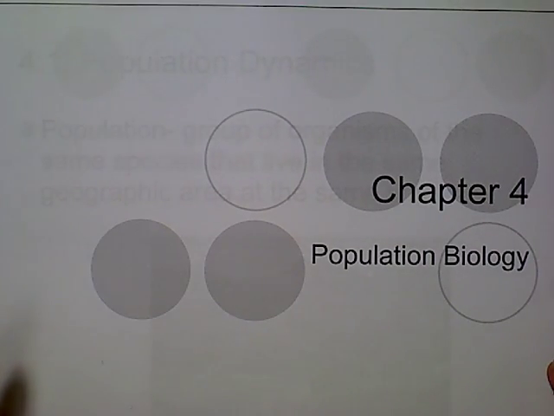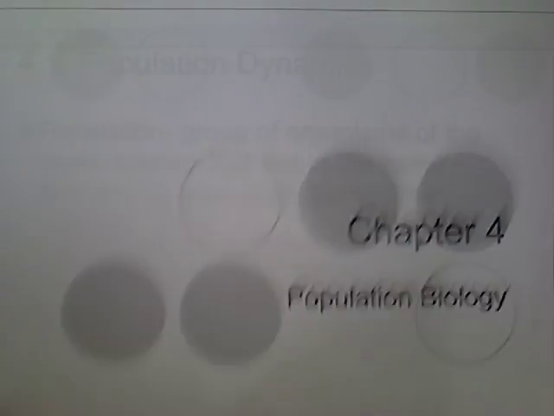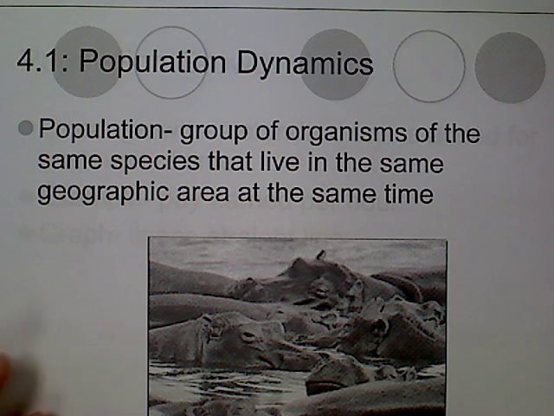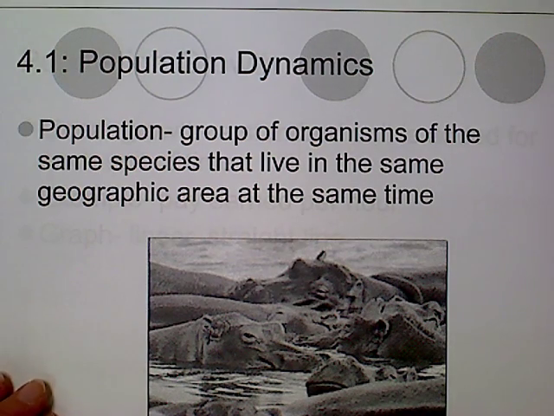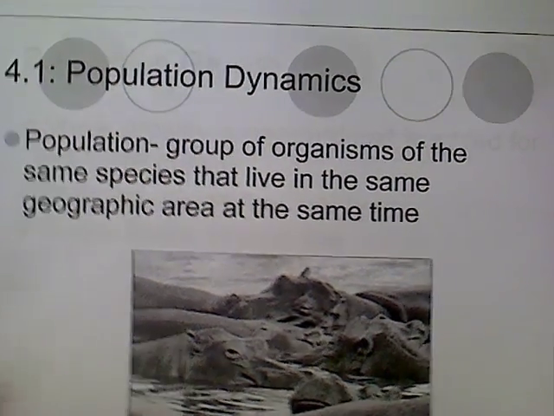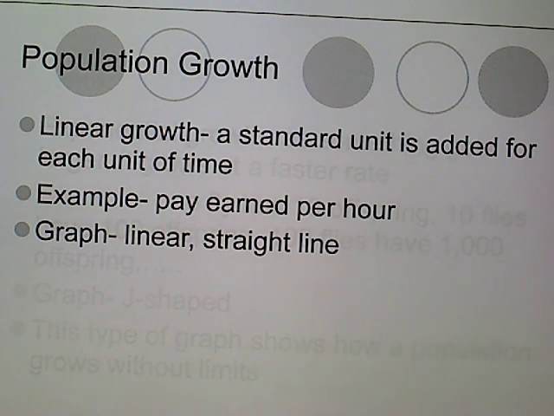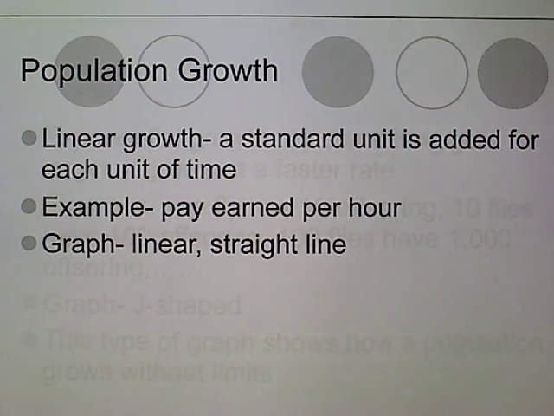All right, let's take a look at our chapter 4 notes, population. We talked about a lot of this already. Number 1, population is one of our vocabulary words that we had last week, and it's a group of organisms of the same species that live in the same area. Populations will come together to create communities. Population growth can be either linear, exponential, or logistic.